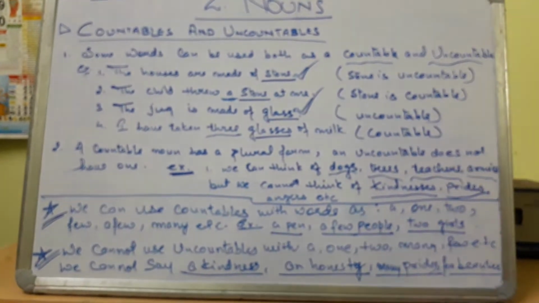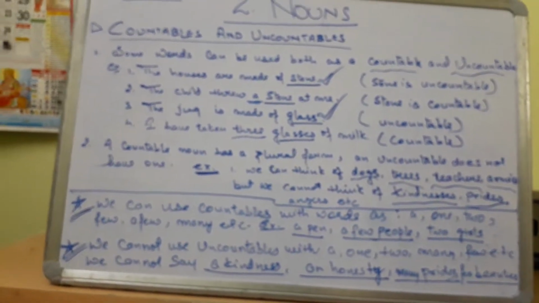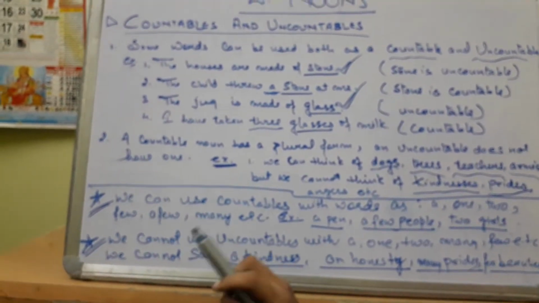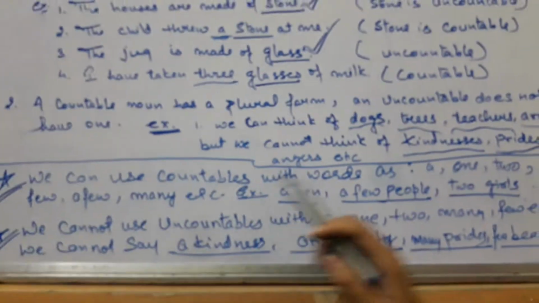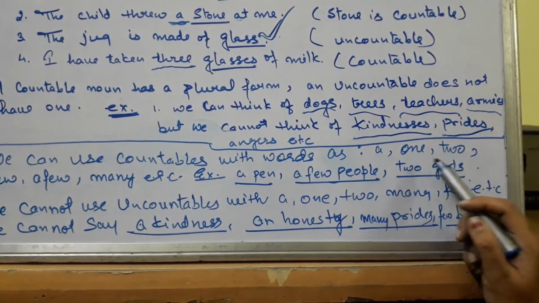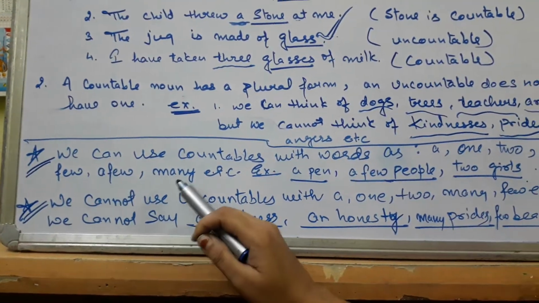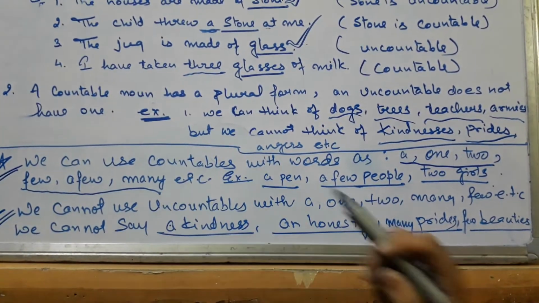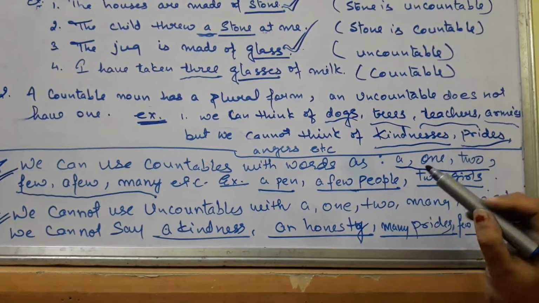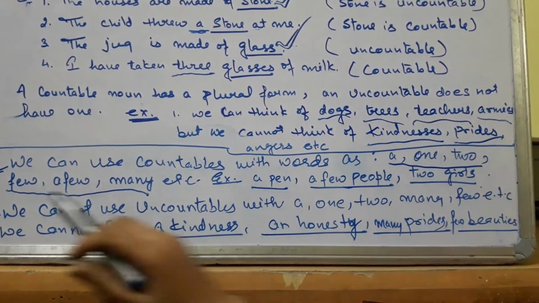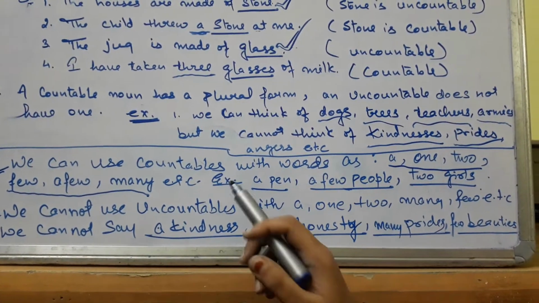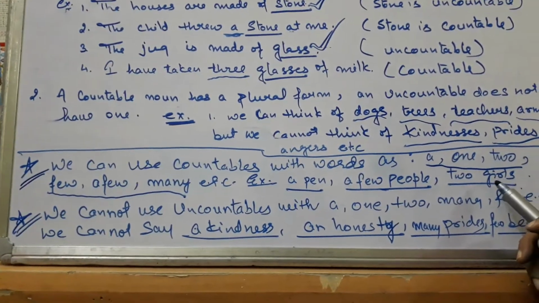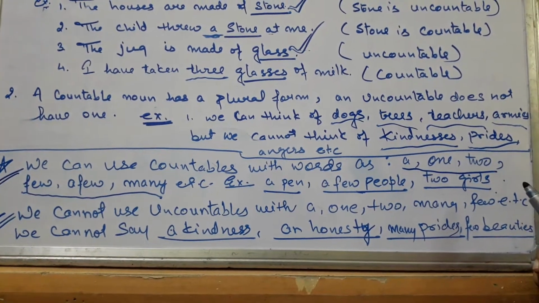And children, before we come to the end of today's video, I want to share an important thing about countables and uncountables. We can use countables with words like a, one, two, few, a few, many, etc., because they are the words that show countables, right? For example, we can say a pen, a few people, two girls, some girls, because they are countables.